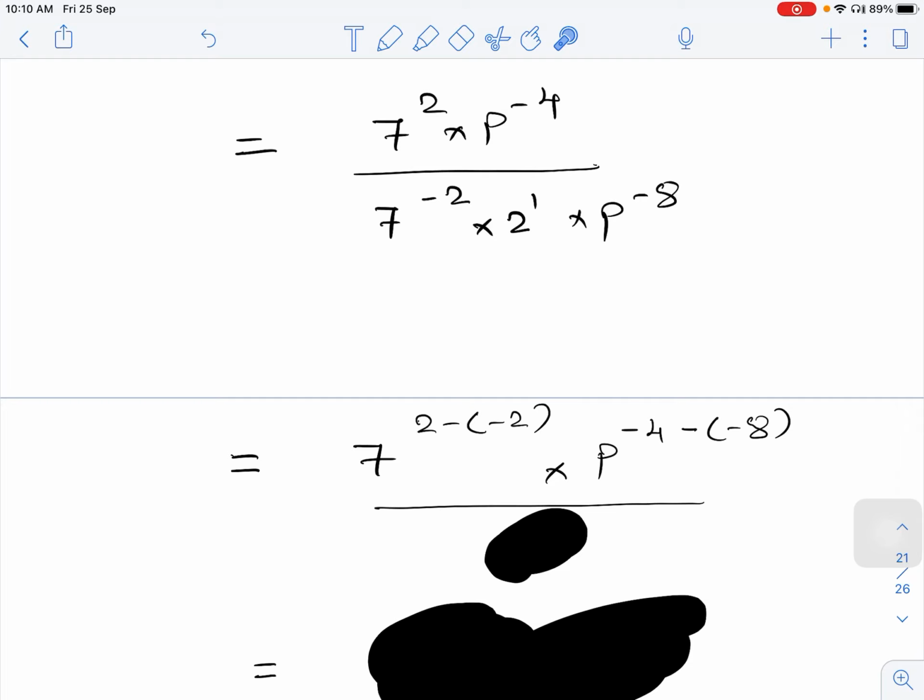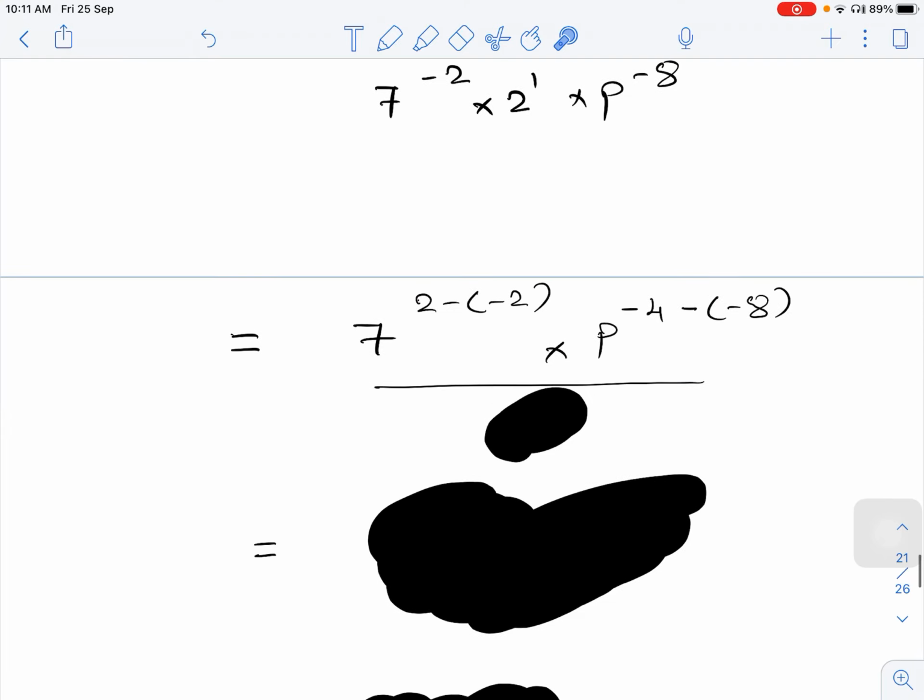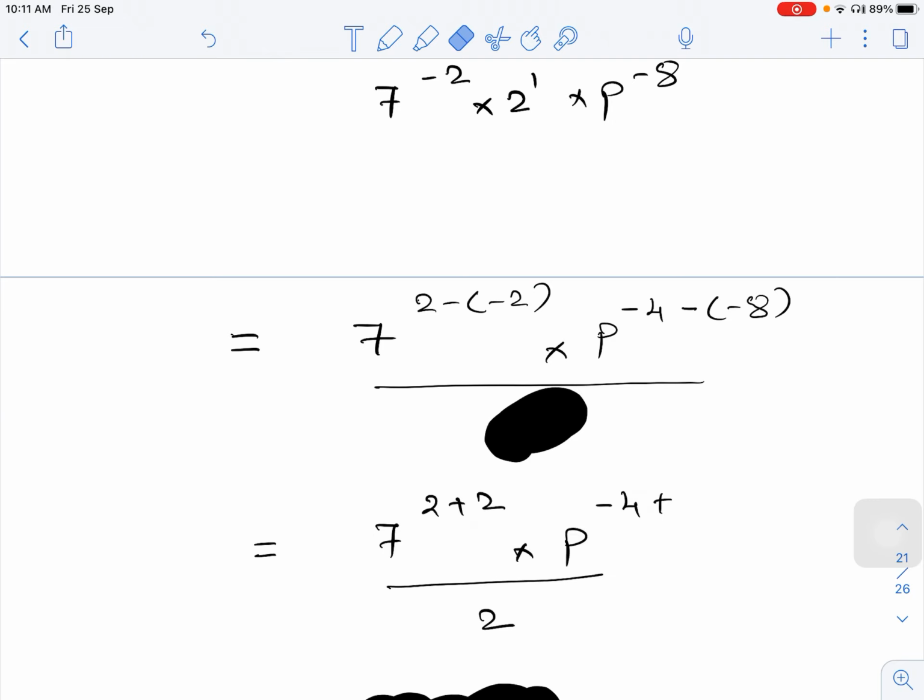Okay, so what we have to do: two numbers with the same base and different powers are being divided, so we can subtract the powers. So what you will get is p raised to minus 4 as it is. Now minus, we have to subtract the power of the denominator, that is minus 8. So in the next step, you will get, now this minus minus will become plus.